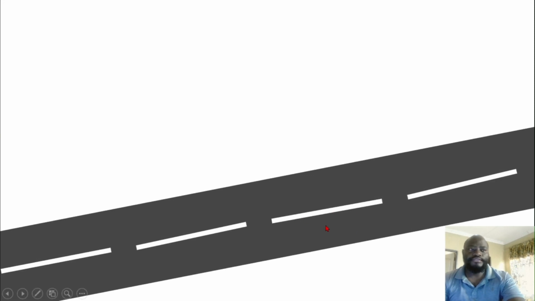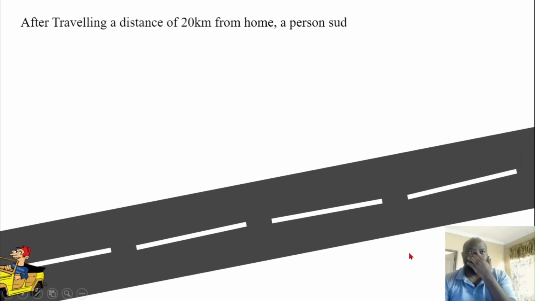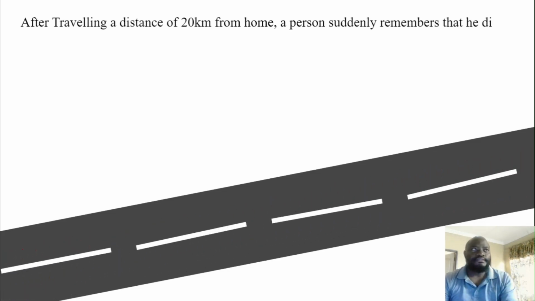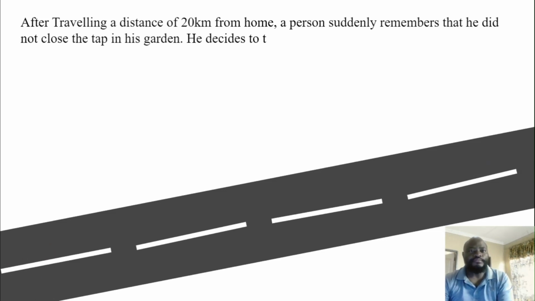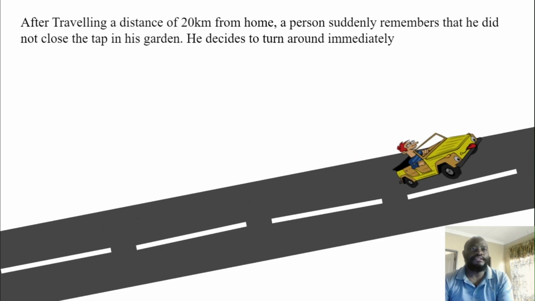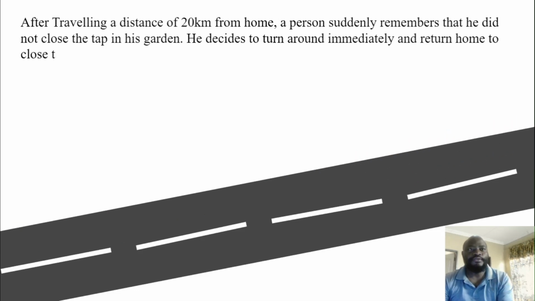So as you can see, we have a road here. So we have a person traveling, and suddenly they remember that they have not closed the tap at home and they have to turn around quickly. See them go. And they were 20 kilometers away, this person. Now he wants to go back and close the tap.